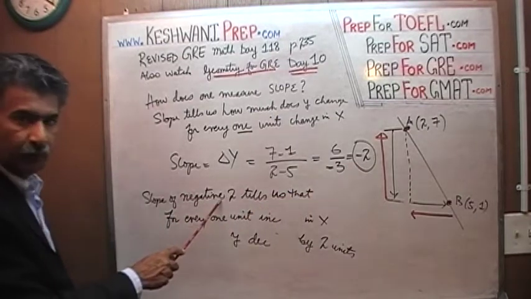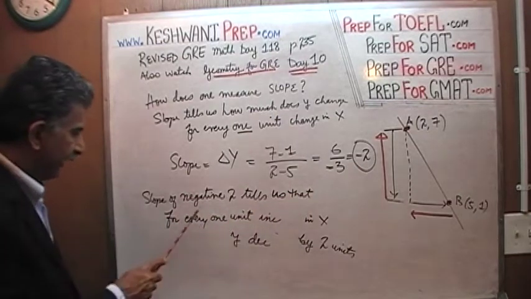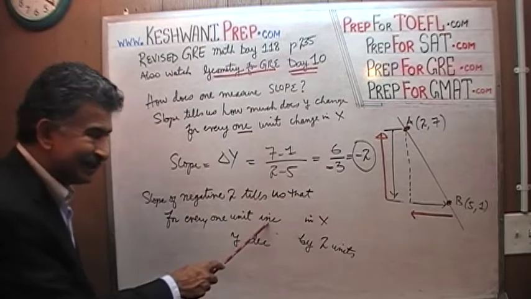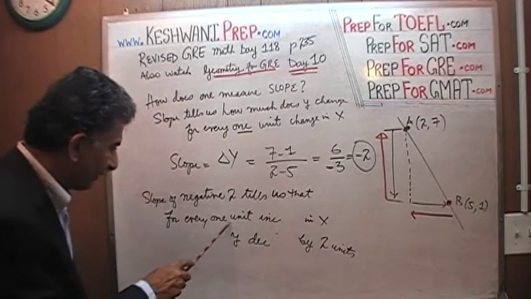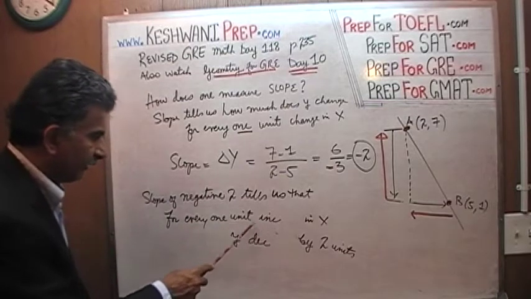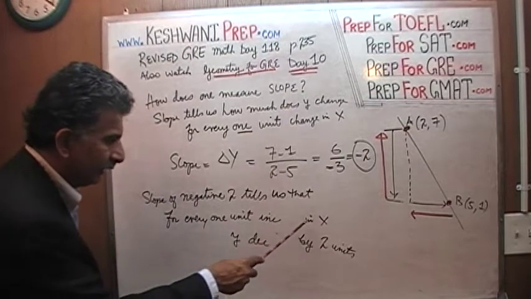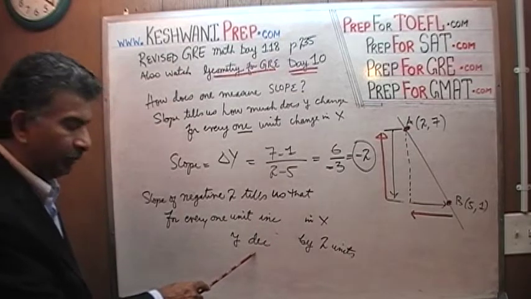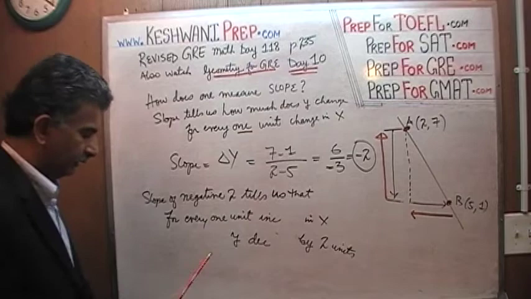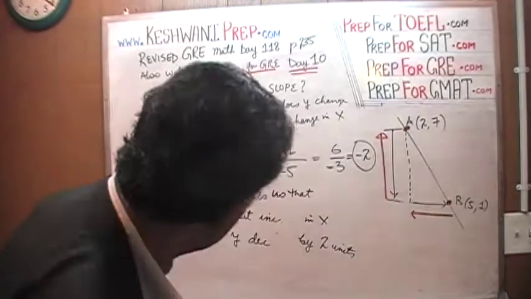A slope of negative 2 tells us that for every 1 unit change in x, if x increases by 1 unit, for every 1 unit increase in x, y would decrease, because the line is negatively sloped, by 2 units. Now, as you notice, I left some room here.